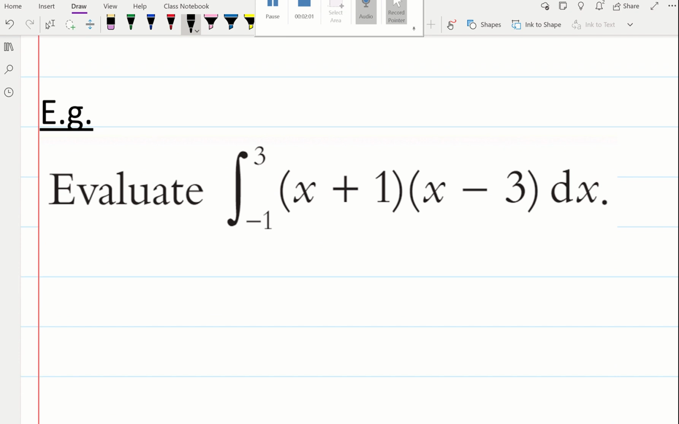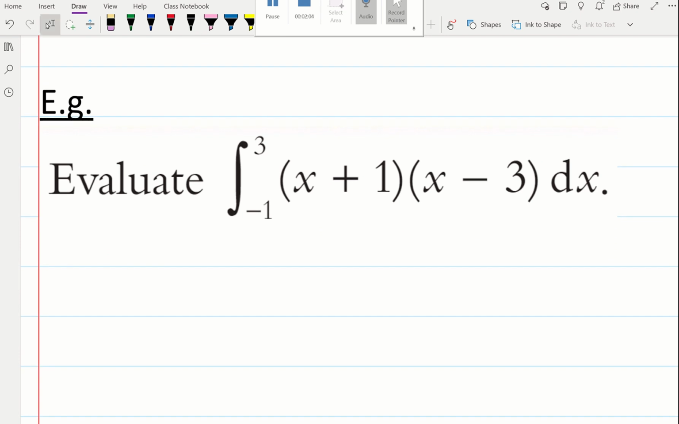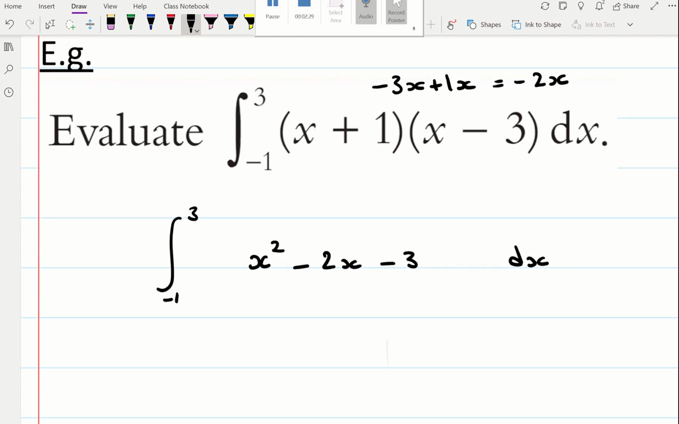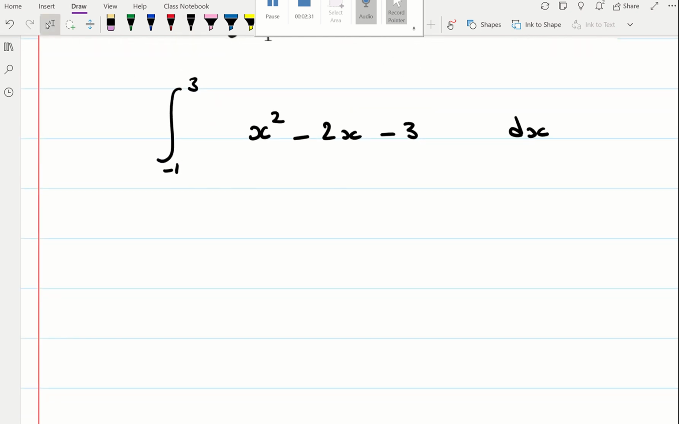The second example asks you also to find the value of the integral, but first you have to multiply out the brackets. So I'm going to integrate x squared, and then this minus 3x plus 1x, so it's going to be negative 2x minus 3. That's what I am integrating, and I integrate each part separately.